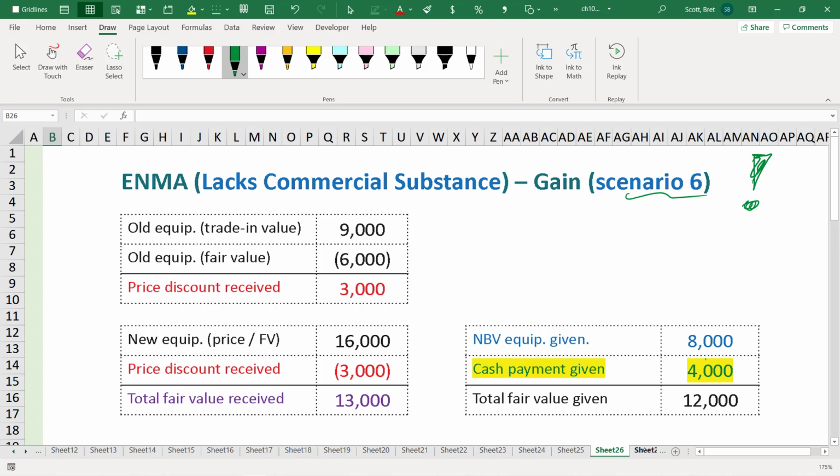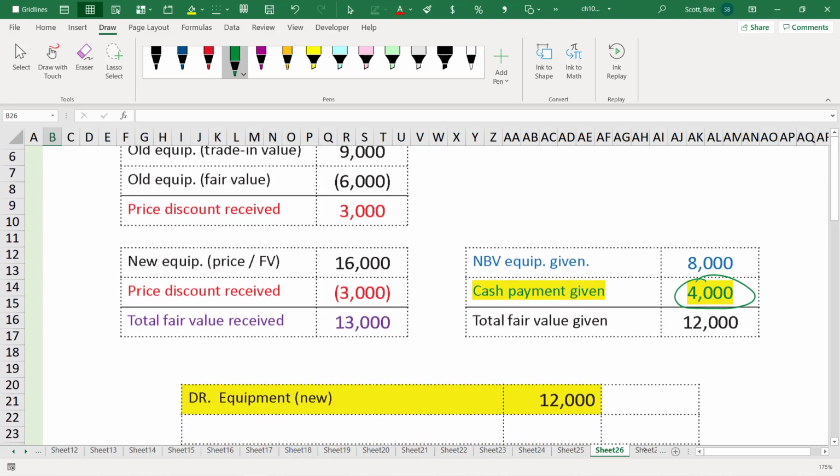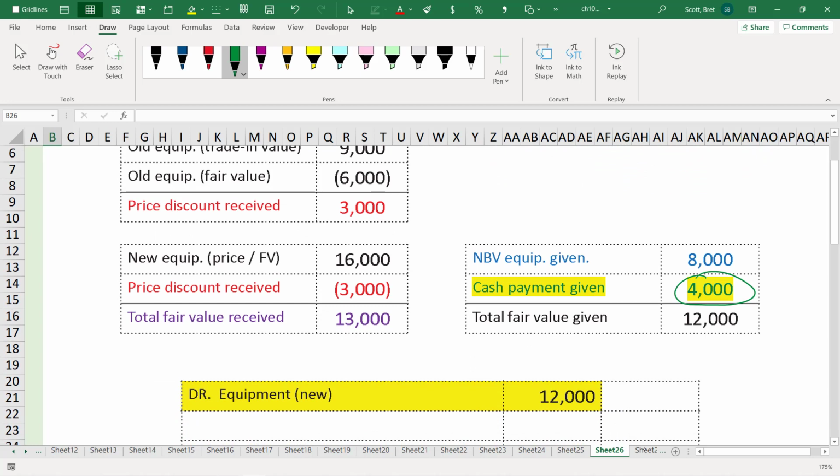I'm giving cash of $4,000 to my brother, okay, as well as something with a net book value worth of $8,000. So total value given, $12,000 in this case. So $13,000 is what I'm receiving. So it looks like a gain. I'm getting a gain on this transaction of $1,000. Hey, I screwed over my brother.